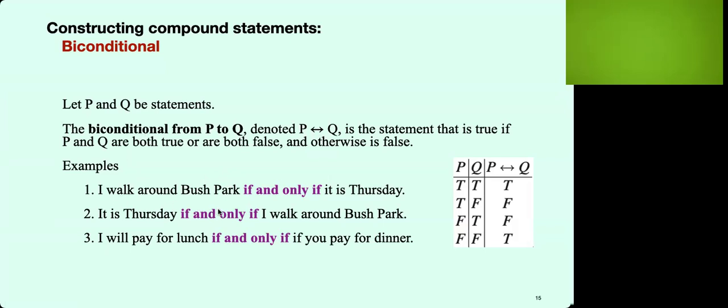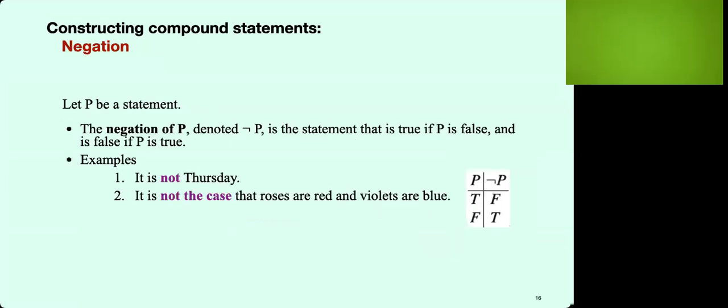I walk around Bush Park if and only if it is Thursday. And that sentence is equivalent to saying it is Thursday if and only if I walk around Bush Park. So it doesn't matter if you have a biconditional, it doesn't matter which one is first and which one is second. The third example down there is I will pay for lunch if and only if you pay for dinner. So the truth of me paying for lunch, if the biconditional statement here is true, means that you're paying for dinner. And if you're paying for dinner, then I'm paying for lunch. All right. One last construction.